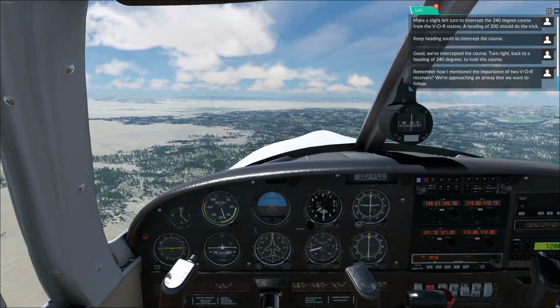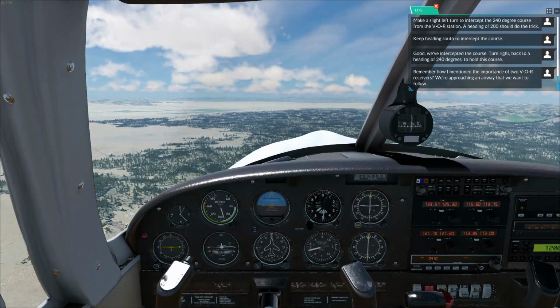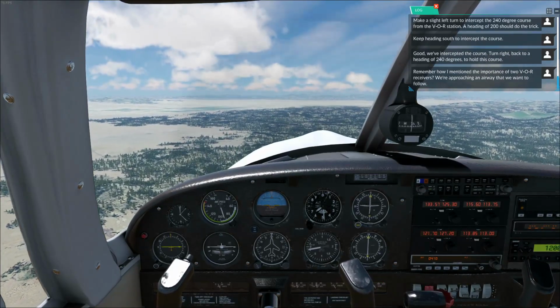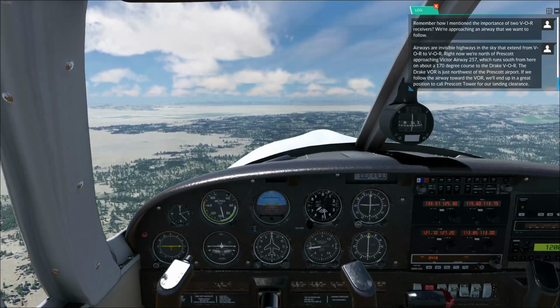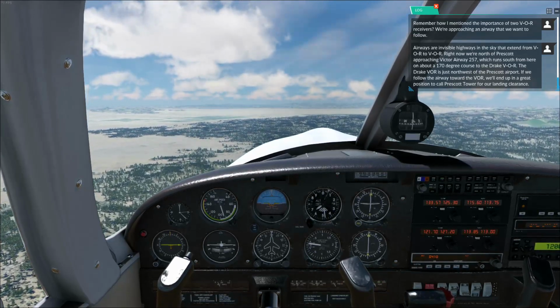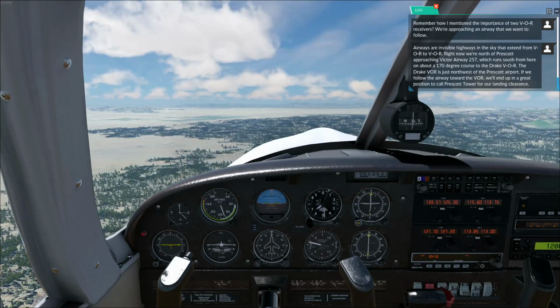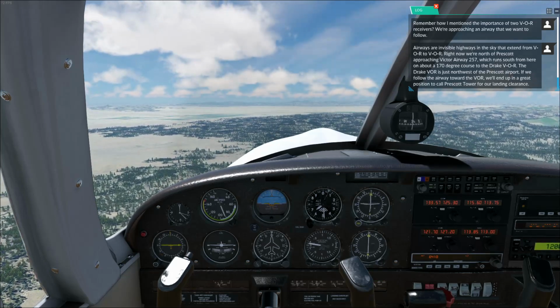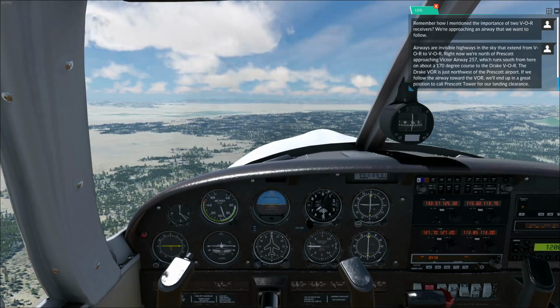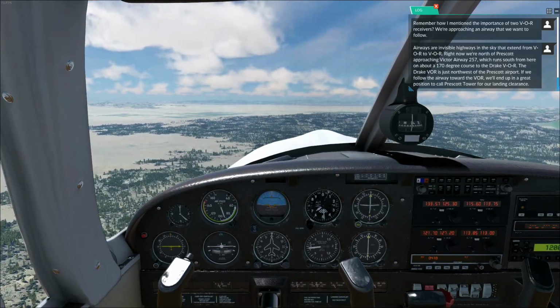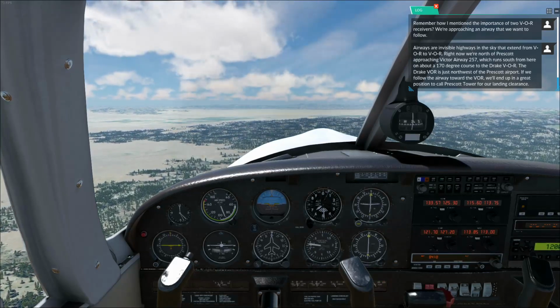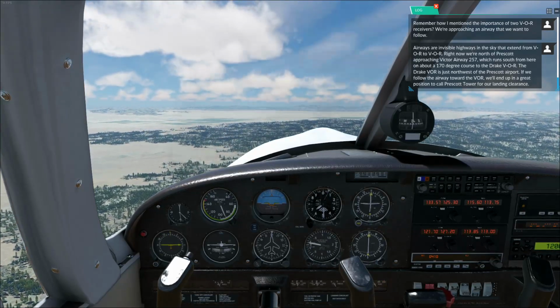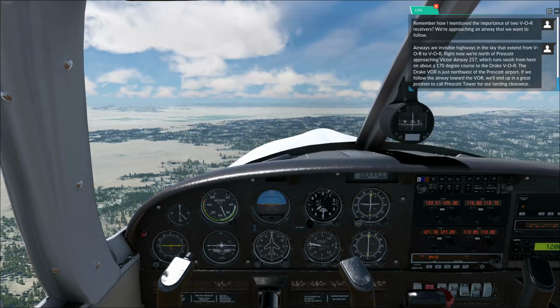Remember how I mentioned the importance of two VOR receivers? We're approaching an airway that we want to follow. Airways are invisible highways in the sky that extend from VOR to VOR. Right now, we're north of Prescott approaching Victor Airway 257, which runs south from here on about a 170 degree course to the Drake VOR. The Drake VOR is just northwest of the Prescott Airport.